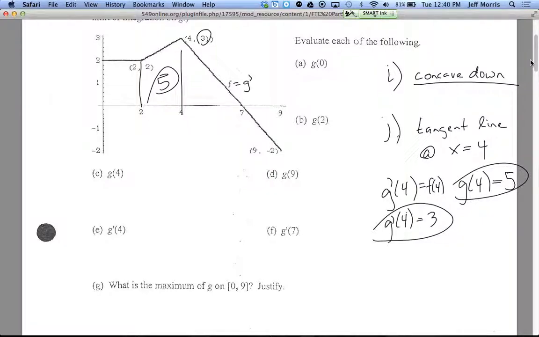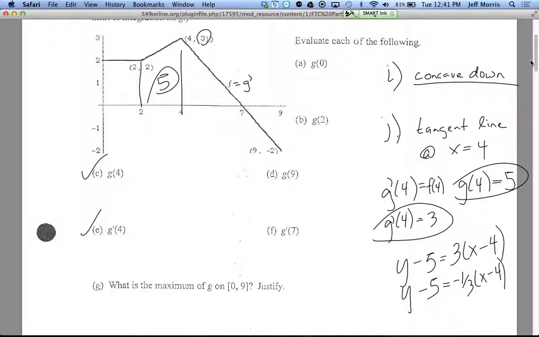We already answered those. We answered it in C and E. So they're just building off of this. So what's the equation for the tangent line? Y minus 5 equals 3 times x minus 4. How would you give me the normal line? Normal line. Just split the slope. Negative 1/3 times x minus 4. Okay?